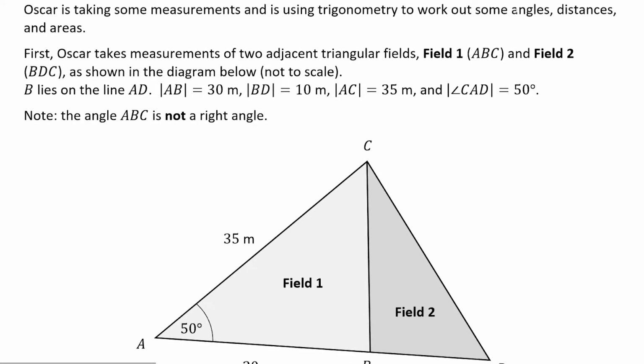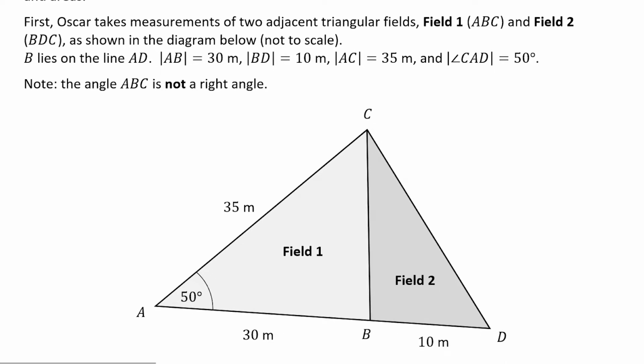It tells us that B lies on the line AD, so B is here. And then it just gives us some measurements. So it tells us that AB is 30, as we can see here. BD is 10 meters, AC is 35 meters, and the angle CAD is 50 degrees. And we're told to note that the angle ABC is not a right angle. So this angle here is not a right angle.